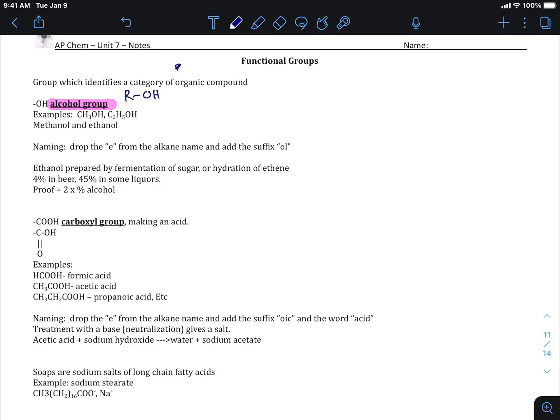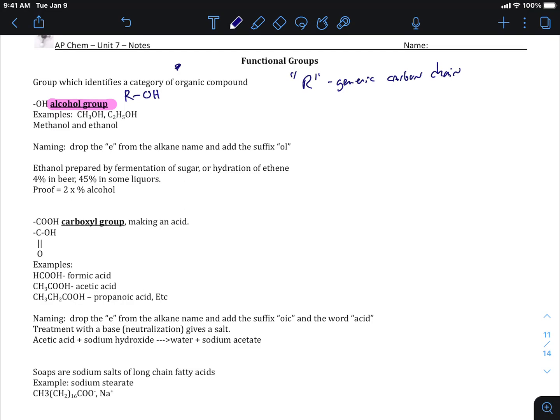Now, I'm going to be using this R. R means generic carbon chain. It could be like 1 carbon long, it could be like 10 carbons long. It doesn't matter. That's not the point. The point is just the functional group is attached to some number of carbons. It's like a stand-in.